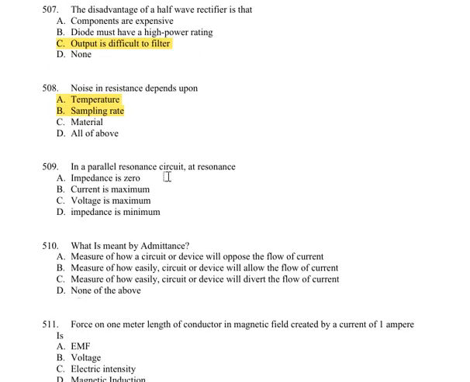In a parallel resonant circuit at resonance, voltage is maximum. The impedance becomes high at resonance. What is meant by admittance? Measure of how easily a circuit or device will allow the flow of current.